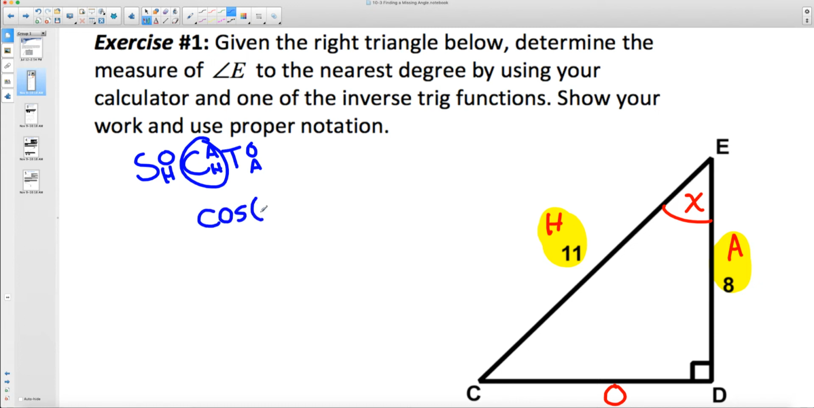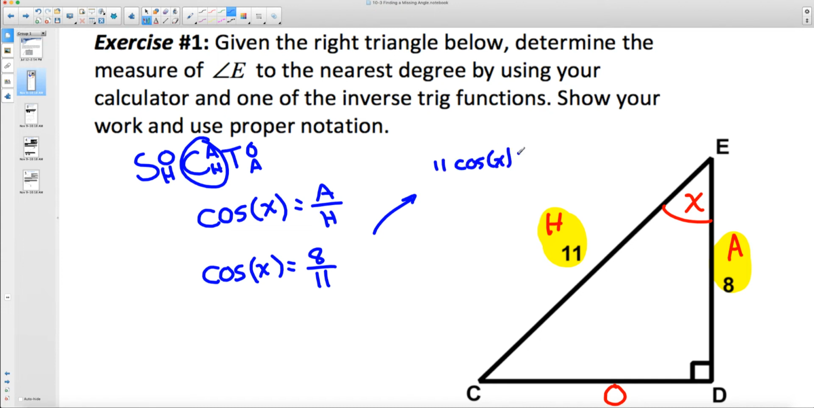Cosine of some angle is equal to the adjacent over the hypotenuse. That cosine of the angle will give us that ratio. Let's substitute in what we have. We don't know the angle, so we'll leave it as cosine of x. We know the adjacent is 8, and the hypotenuse is 11. Now, we're not going to cross multiply here. If I put this over 1 and cross multiply, this is just an aside, don't write this, we would get 11 cosine of x equals 8. That doesn't really help us because it doesn't isolate x. So that's not something we want to do.